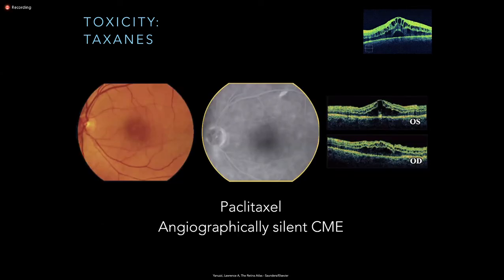Here's a picture of a patient who had this. On the left, you can see some subtle changes in the central macula. The IVFA in yellow there in the middle does not show much in the way of leakage, but on the OCT on the right, you can see this prominent cystoid macular edema present in this patient in both eyes.